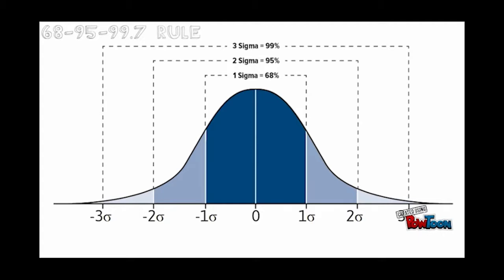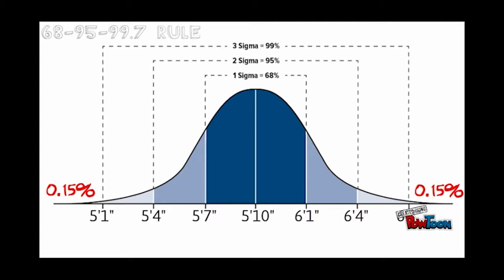The average height of an American adult male is 5'10", with a standard deviation of 3 inches. Using the 68-95-99.7 rule, this means that 68% of American men are 5'10", plus or minus 3 inches. 95% of American men are 5'10", plus or minus 6 inches, and 99.7% of American men are 5'10", plus or minus 9 inches. So, this means only about 0.3% of American men deviate more than 9 inches from the average, with 0.15% taller than 6'7", and 0.15% shorter than 5'1".